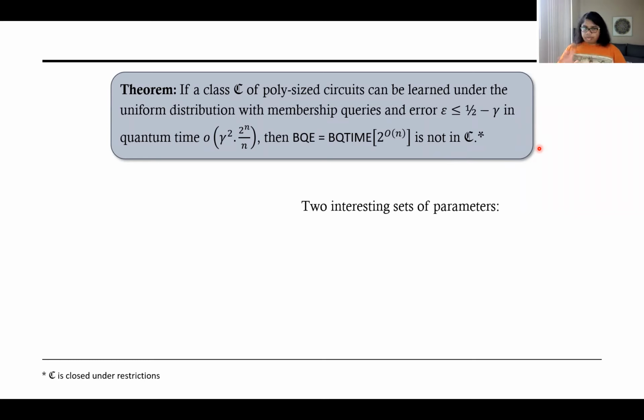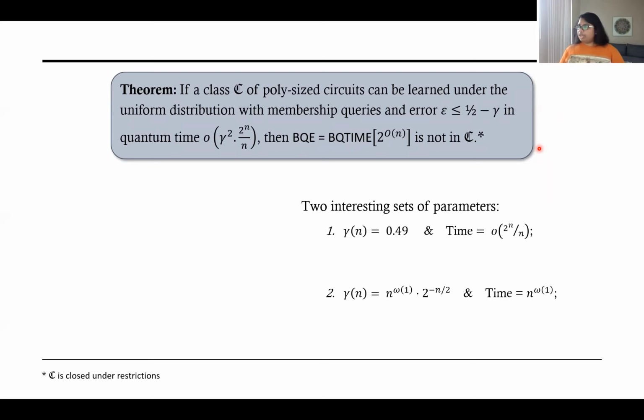Okay, so I'll go back to now talking about why this connects to these trivial learners. So let's take the first parameter of interest. Let's say gamma is some constant, in this case 0.49, and the time in that case becomes order of 2 to the n over n. And the other parameter that we care about is when gamma of n is something superlinear, n to the omega of 1 times 2 to the minus n over 2. And in this case, you get another superlinear time algorithm.